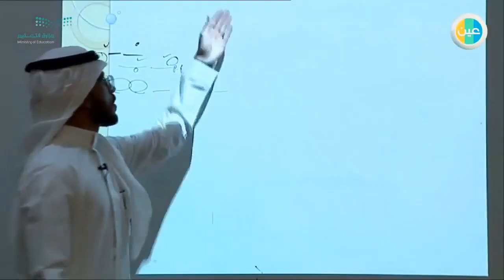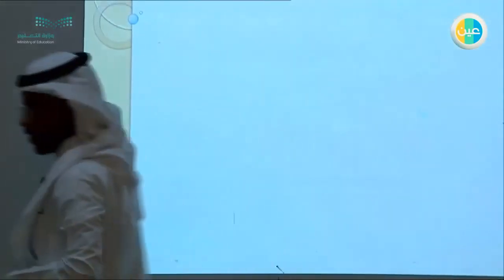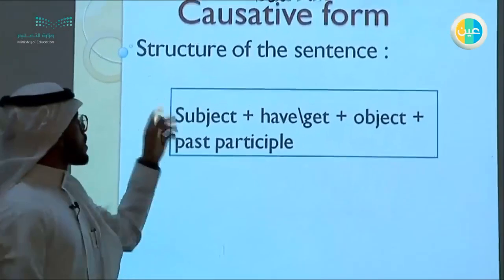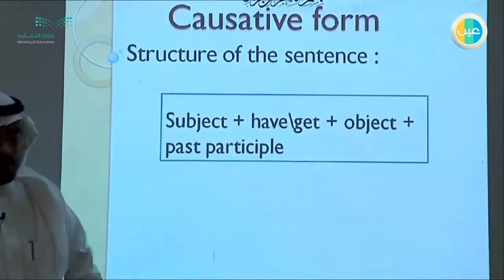Okay, causative form. Structure of the sentence: subject, have or get, object, past participle.